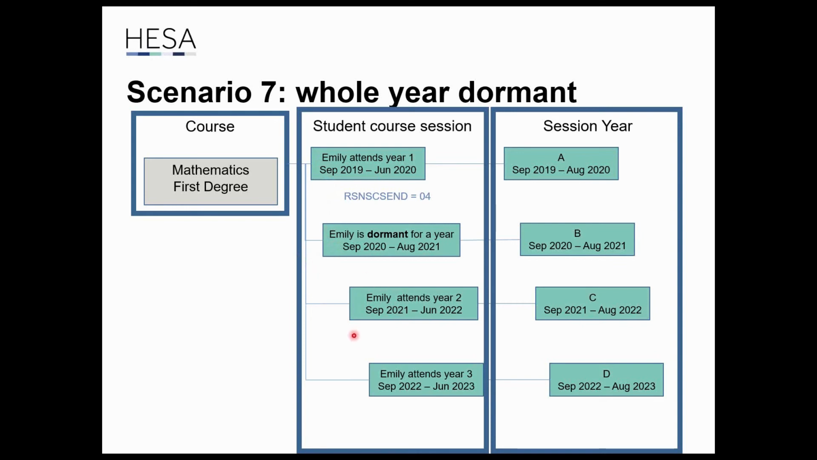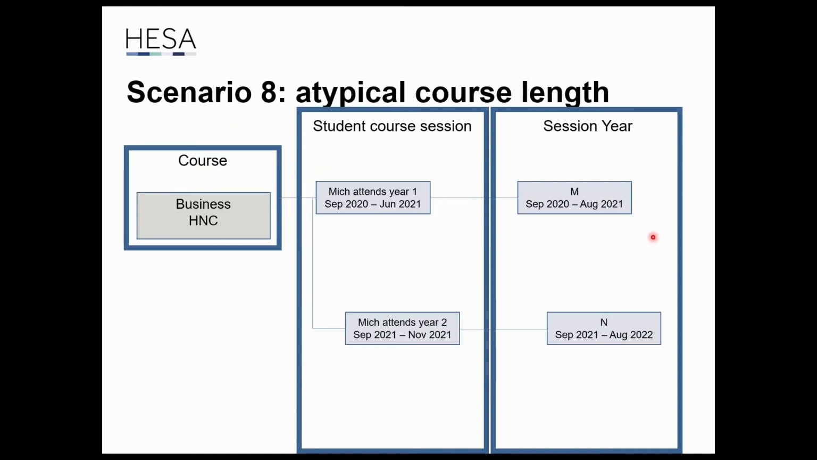Then she carries on studying, and that all appears as normal. I've mapped in this session year here because if you did have to return her in year 2, the second year, to tell us she'd gone dormant, then you would still attach her to a session year. So that's a whole year going dormant.